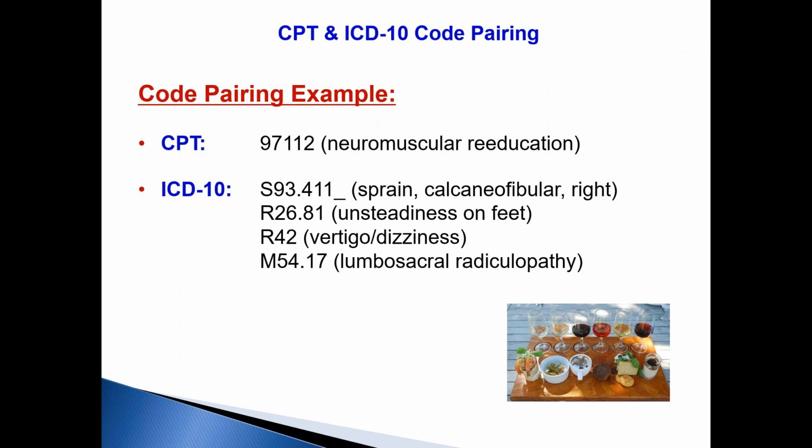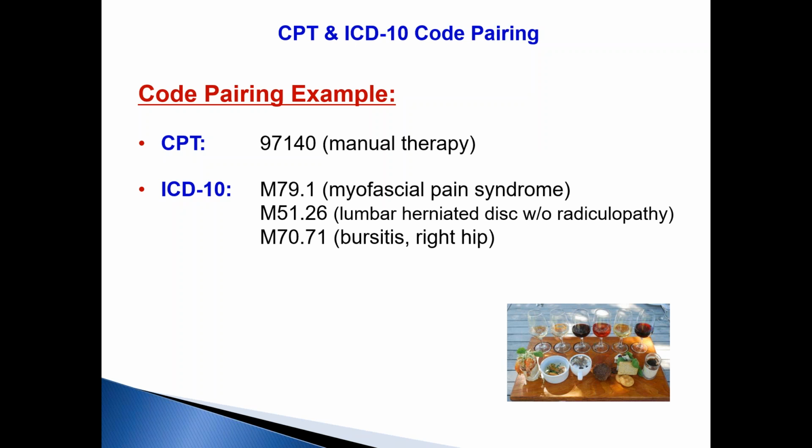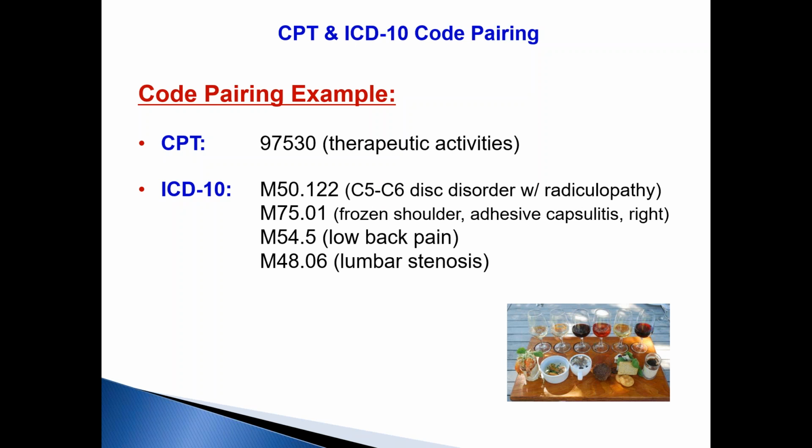Then we have neuromuscular re-education 97112. Patient has vertigo, dizziness, unsteadiness on feet. Pairs nicely. And then myofascial release, ICD-10 code M79.1, that would pair very nicely with manual therapy 97140. I have one more for you. And these code pairings, they're all in that book I was mentioning to you. So 97530, therapeutic activities, pairs very nicely with M51.2, disc disorder with radiculopathy, frozen shoulder, back pain, stenosis.